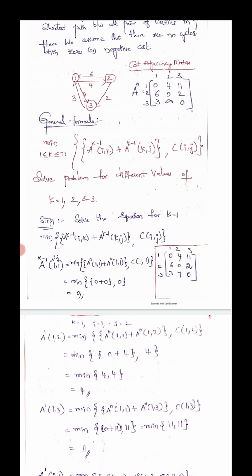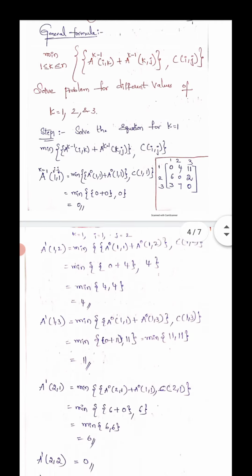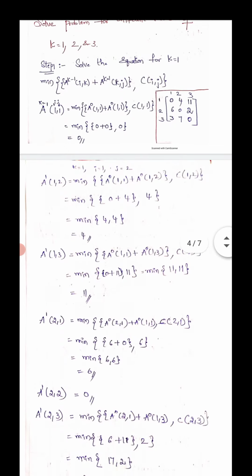Look at this right side, I will keep some matrix 1 2 3, 1 2 3. First, 1 to 1, how much can we get? 0. Likewise, next you can calculate A power 1. Why? Because we have to solve the equation for k is equal to 1, that's why A power 1, k is equal to 1. A power 1 of I comma j in the sense 1 comma 2. Here k is equal to 1, I is equal to 1, j is equal to 2.